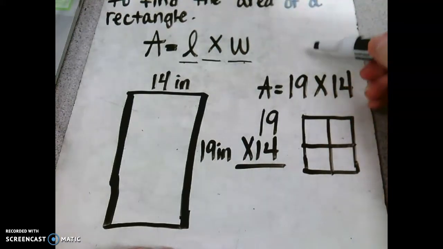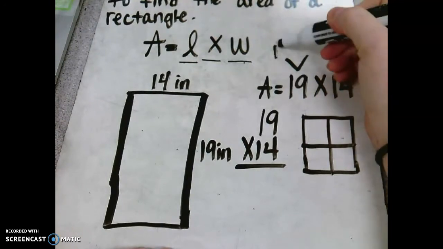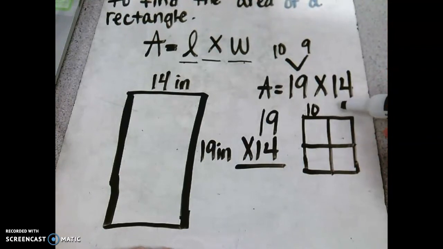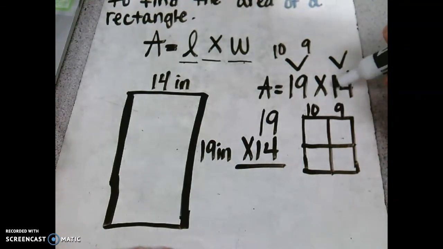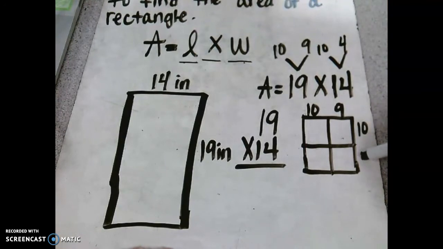Okay, so 19 we need to split up into tens and ones. So we have 1 ten and 9 ones. So on one side of our square, we're going to put 10 and 9. And on the other side, we need to split 14 up. So we have 1 ten and 4 ones. We need to split it up on this side. Okay, so now for our first box, we're going to do 9 times 10. 9 times 1 is 9, and let's add our 0. So 9 times 10 is 90.